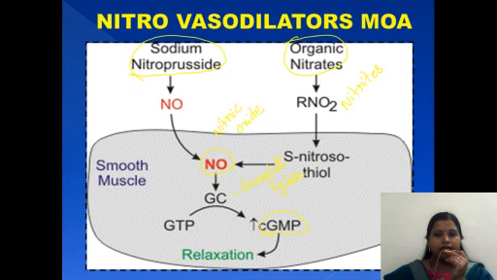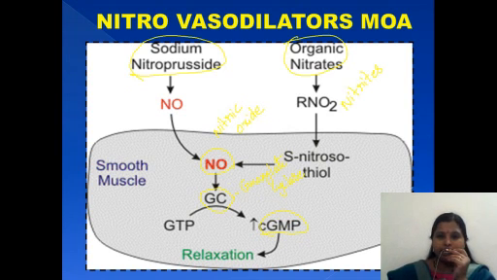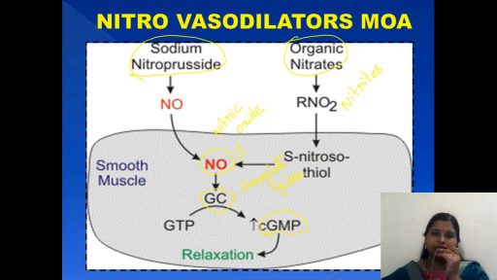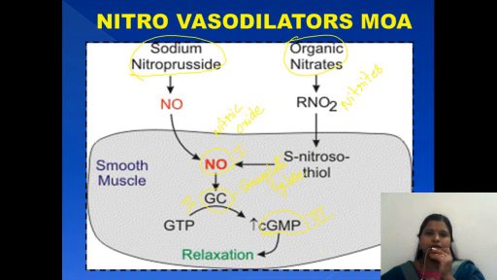So now there are 3 key important steps in this nitrovasodilators mechanism of action, that is the release of the nitric oxide from the organic nitrates or nitrites. That is the first step. The second step is activation of the guanylate cyclase. That is the second step. Third one is the formation or increase in the concentration of cyclic GMP.